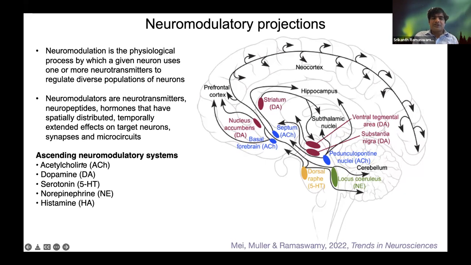There are five major ascending neuromodulatory systems. Ascending simply because there are neurons that release certain neuromodulators homed in these subcortical regions. And they have these very long-range axons that really climb up and project across the brain, including the cerebral cortex and the hippocampus and virtually any brain region. So these axons just ascend from these neuromodulatory nuclei and really project all over the brain. So I like to call these the big five neuromodulators.